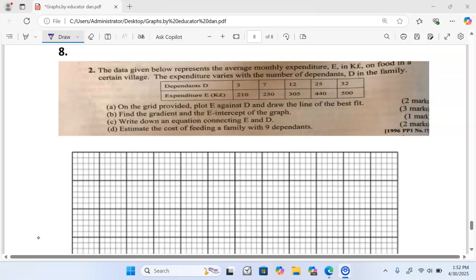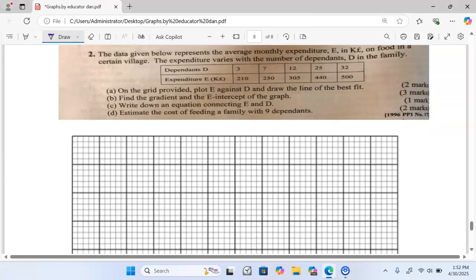Part A, on the grid provided, plot E against D and draw the line of best fit. Then B, find the gradient and the E-intercept of the graph. C, write down an equation connecting E and D. Then D, estimate the cost of feeding a family with 9 dependents.